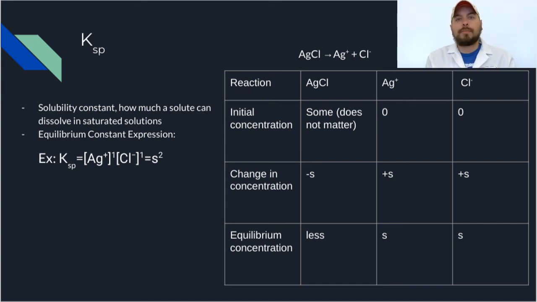If I then look at my equilibrium expression for AgCl, Ag plus times Cl minus, what I would do is plug in the S values, because I know that the value of S is equal to the concentration of those 2 ions at equilibrium. This means that the KSP would equal S squared, or S times S.